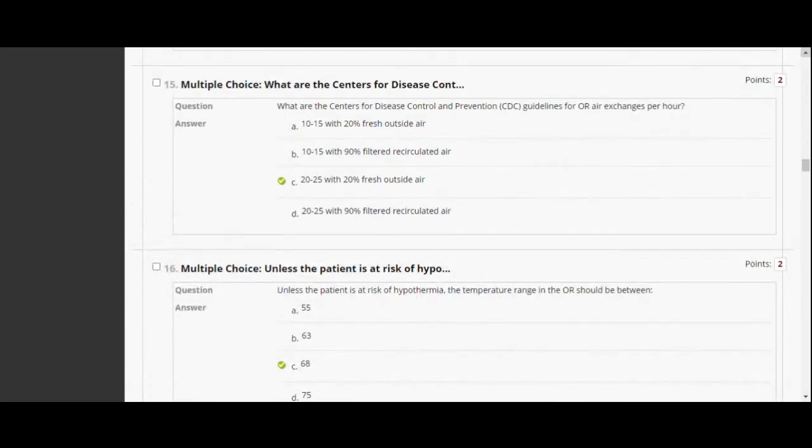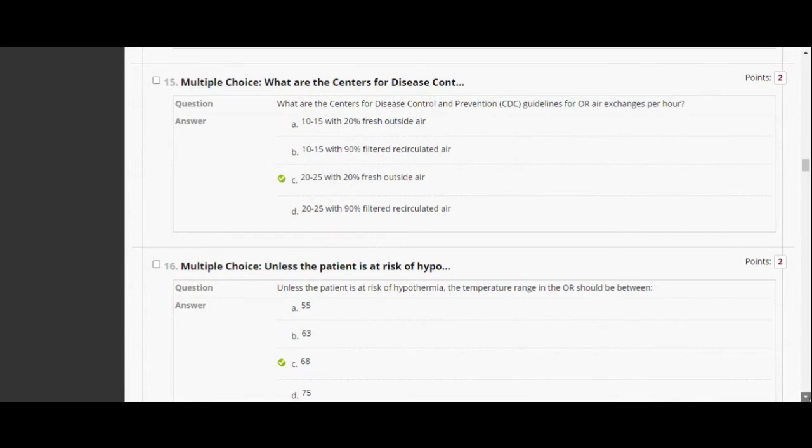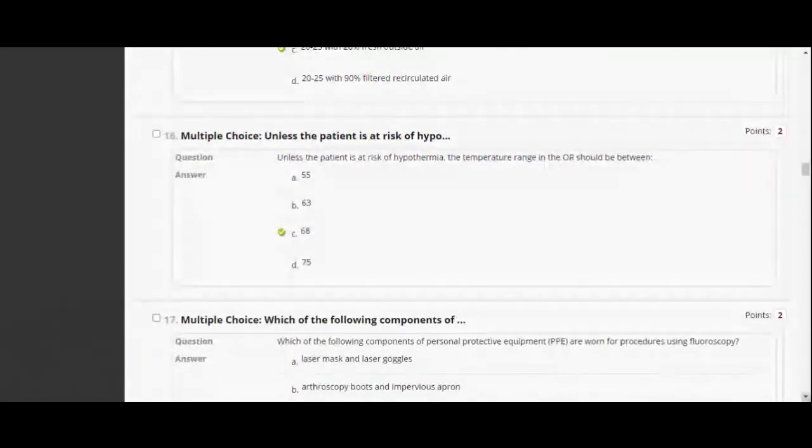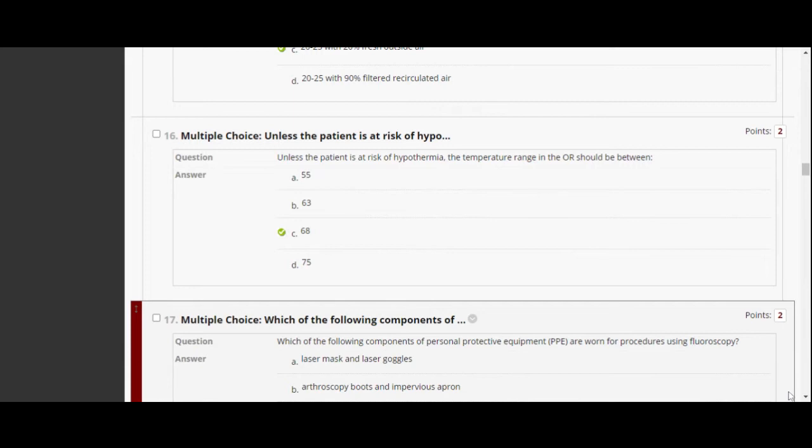What are the Centers for Disease Control and Prevention, CDC, guidelines for OR air exchanges per hour? 20 to 25 with 20% fresh outside air. And that was kind of the one that we talked about at the hospital. One of your books that we have you do the module worksheet out of says, I think, 15 to 20, while your big book, your AST book, says 20 to 25. When you take your national exam, always rely upon your AST book.